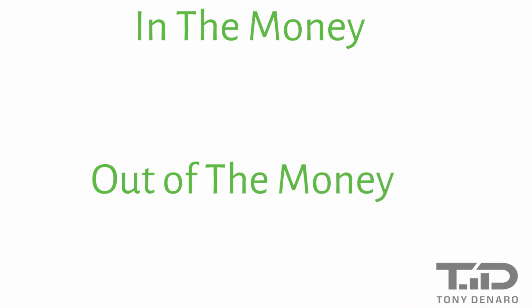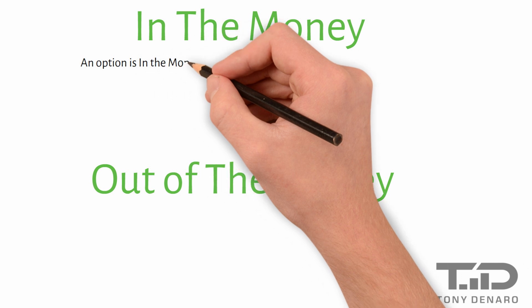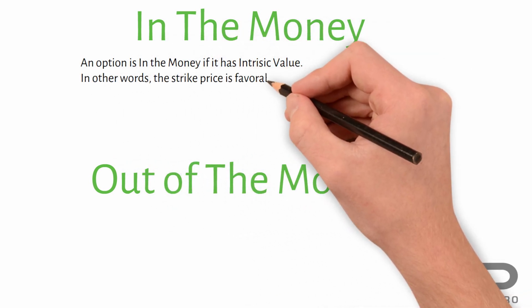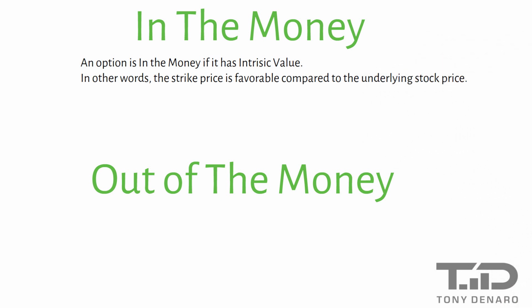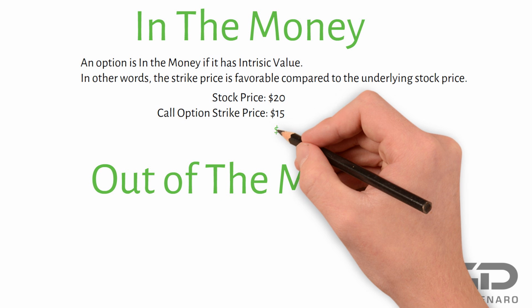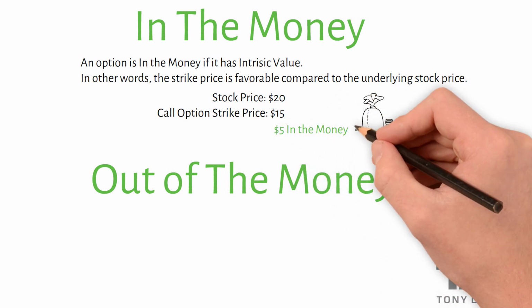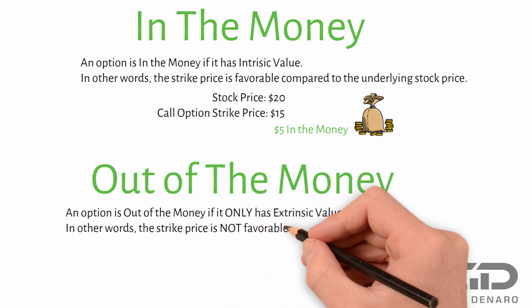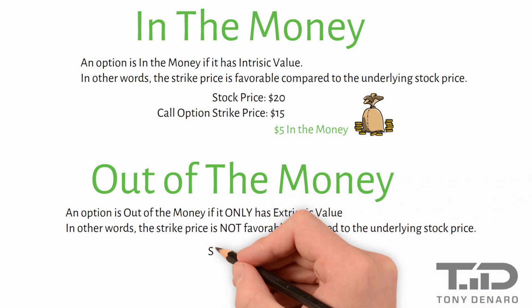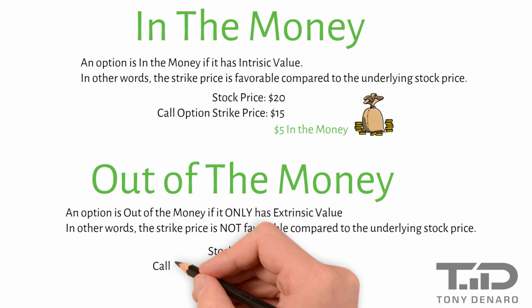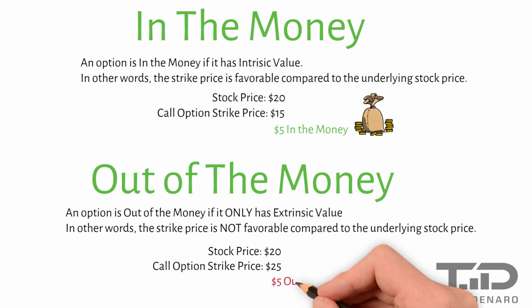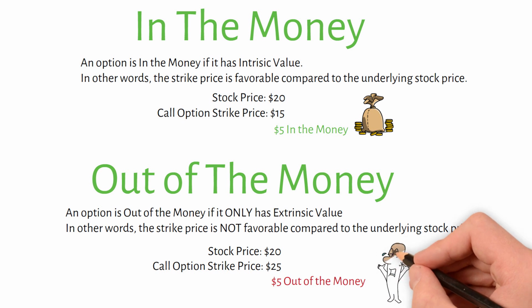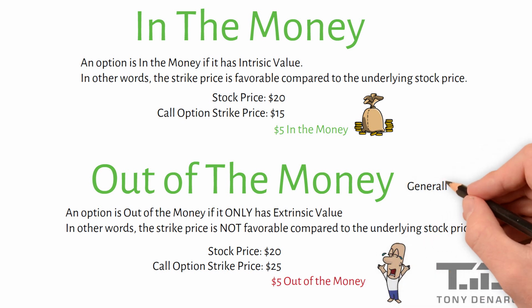Final definitions that you often hear when it comes to options are in the money and out of the money. An option is in the money if it has intrinsic value. In other words, the strike price is favorable compared to the underlying stock price. Here's an example. Stock price, 20 bucks. Call option strike price, $15. That means that the option is $5 in the money. An option is out of the money if it only has extrinsic value. In other words, the strike price is not favorable compared to the underlying stock price. An example would be if you're looking at a stock with a price of $20, the strike price is 25 bucks. It's $5 out of the money. Now that's not necessarily a bad thing because out of the money options generally cost less to buy.